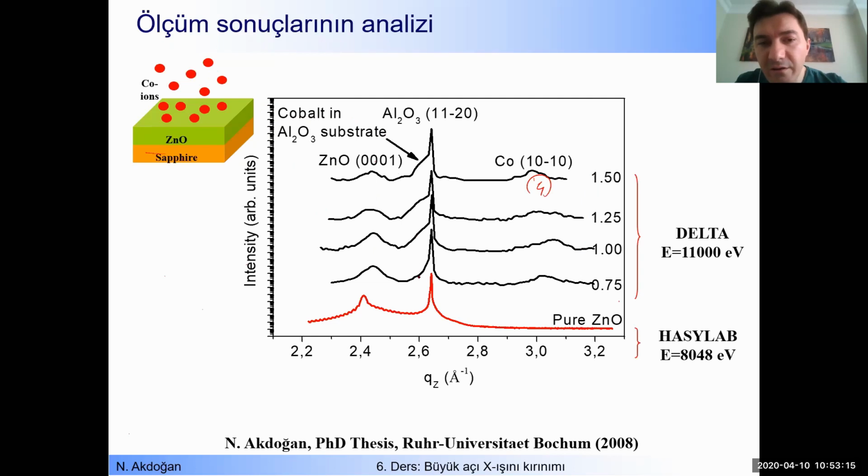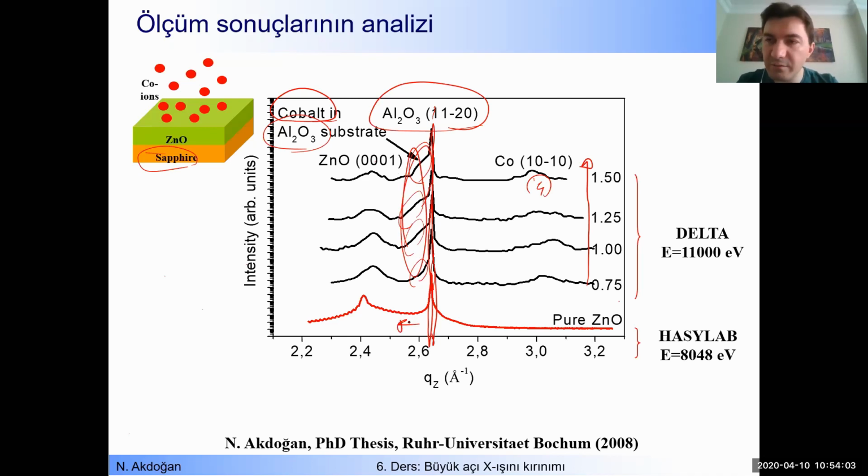What else do we see? This feature becomes dominant and visible with increasing cobalt concentration, right? So what is the meaning of that? It means that some portion of the cobalt sits on the sapphire or aluminum oxide lattice, and the aluminum oxide crystal structure is expanded. Aluminum oxide is hexagonal again, okay? So what is the expansion? Look at the position of the initial aluminum oxide peak. It is here. Now this peak went to the left side, okay?